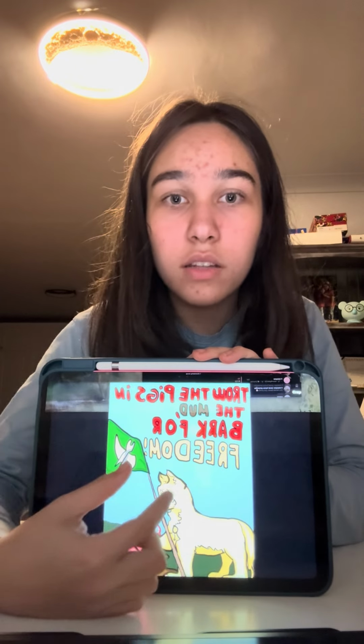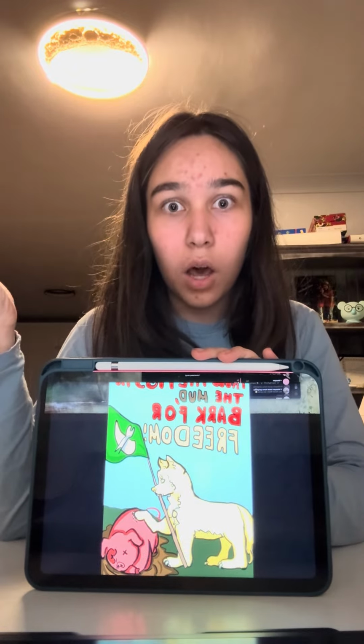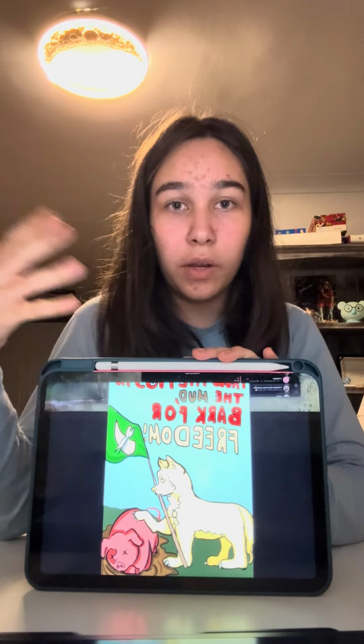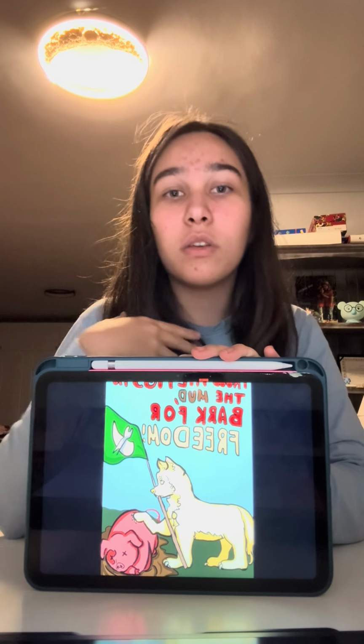The pigs are the main enemy of the dogs, and they also try to glitter themselves up a little bit by saying bark for freedom, because dogs bark, and you can bark for freedom, you can trust the dogs for freedom. So that is a part of it.